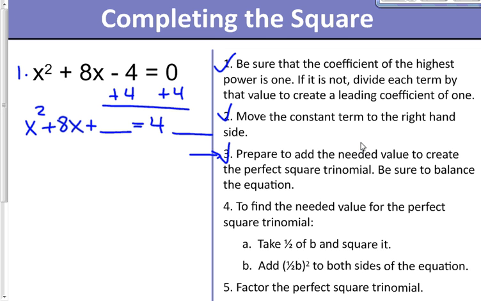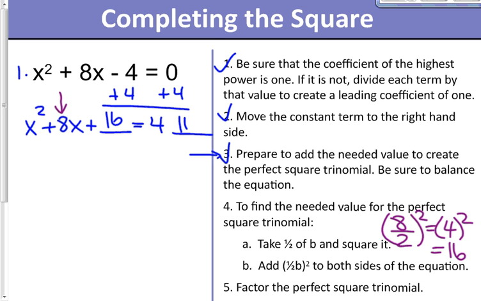Step 4 says to find that needed value. So by finding the needed value, we need to take a look at our b value, which is 8. And we're going to take 8, divide it by 2, and square it. So I end up with 4 squared, which gives me a value of positive 16. So that 16 now is going to be added to either side of my equation.